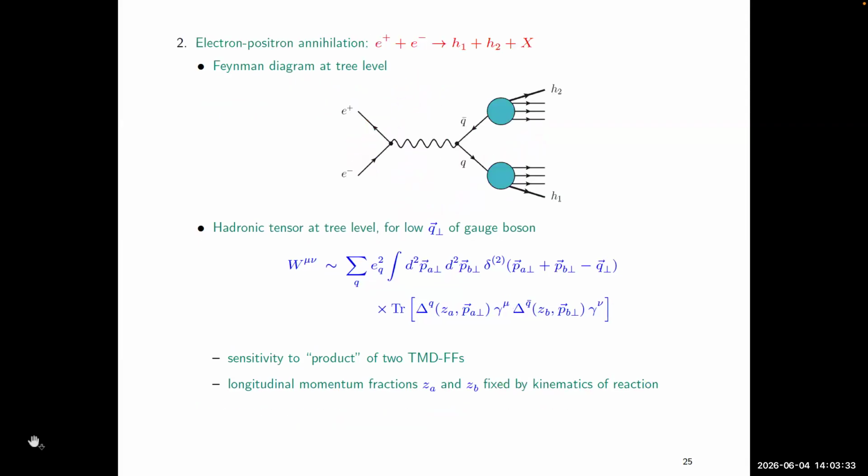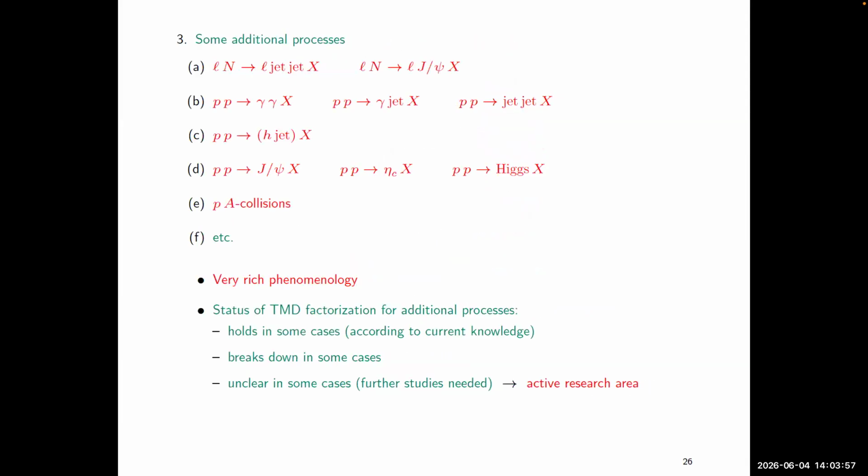And likewise, the same thing applies on the fragmentation side. If you collide e plus and e minus, and you look at 2 almost back-to-back hadrons, you are basically sensitive to 2 transverse momentum-dependent fragmentation functions here and here. This is what these 3 processes were classically mostly discussed, but there's much more.